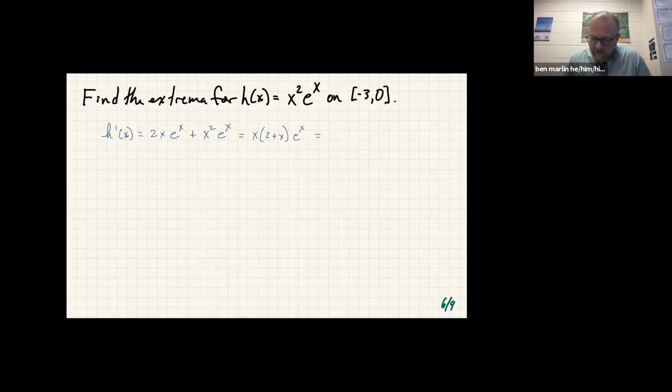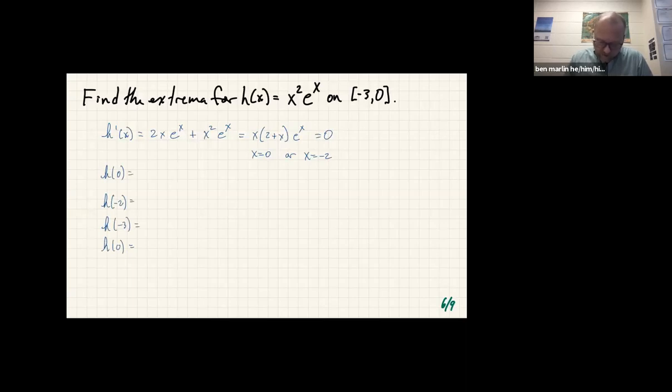So that's not undefined anywhere, so we set it equal to 0. We get x equals 0 or x equals minus 2. So those are our critical values. e to the x can never be equal to 0, so we didn't get any contribution from that. Now we'll have to figure out h of 0, h of negative 2. Notice negative 2 is still in our interval. We didn't have to throw it out. So h of negative 3 and h of 0, because those are the endpoints per interval.